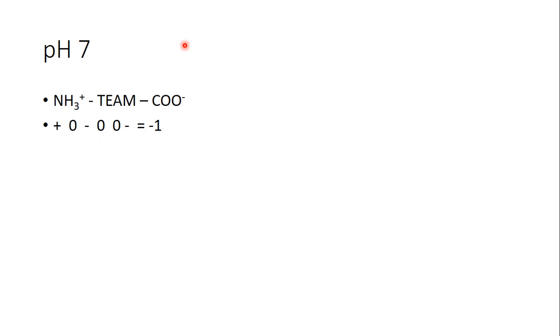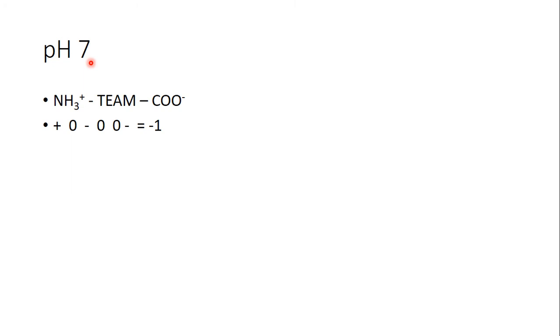In this video, I'll go over how I solve the charge of different peptides at different pHs. The first thing we have to realize when we're looking at the charge is that every peptide begins with an NH3 plus and a COO minus. This plus and minus is only for pH 7, but the majority of the time we're going to be talking about amino acids at pH 7 because that's roughly the pH inside of a cell.